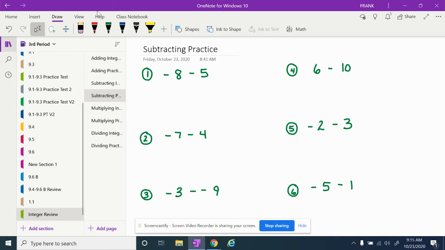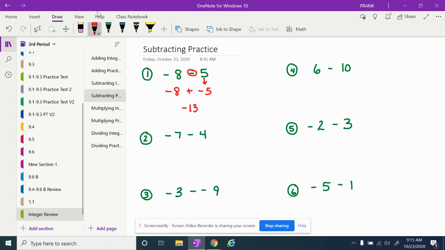So here we go. I see -8 minus 5. So I'm going to go -8. I see subtraction. I don't like subtraction. I change it to addition. That forces me to change 5 to its opposite, which is a -5. Then I see that it is -8 plus -5. 8 negatives plus 5 more negatives, a lot of negatives, all negatives. So my answer is -13.